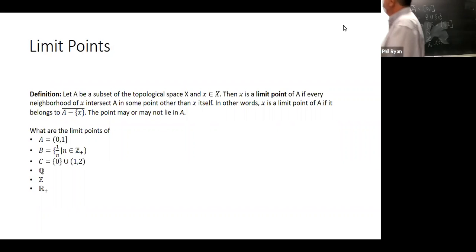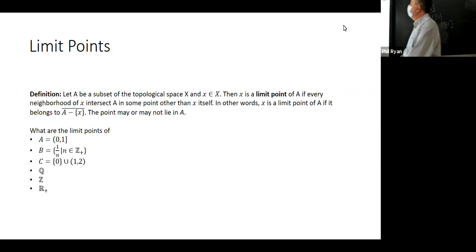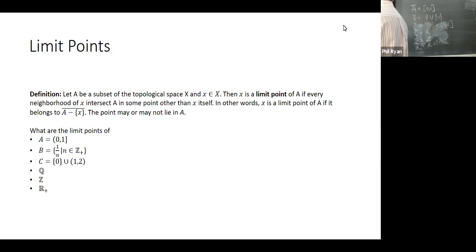Okay, so here's the next important concept, the idea of the limit point. Let A be a subset of our topological space, and let's say we have some X. We say X is a limit point of A if every neighborhood of X intersects A in some point other than X itself. So X is a limit point if it belongs to the closure of A minus X. So that means it may or may not lie in A.